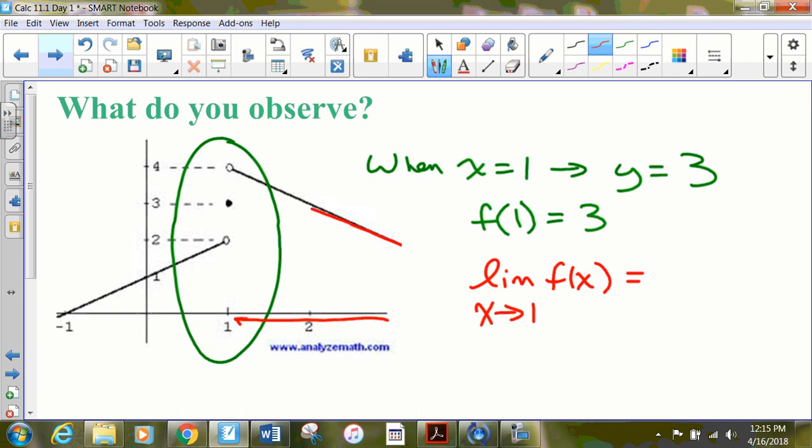As x is approaching 1 from the right, what's y up to? Well, y is getting taller and taller. It's approaching 4. What's going on as x approaches 1 from the left? Y is getting taller and taller, but it only approaches 2. So we know this does not exist because y, or f of x, is approaching 2 different values.